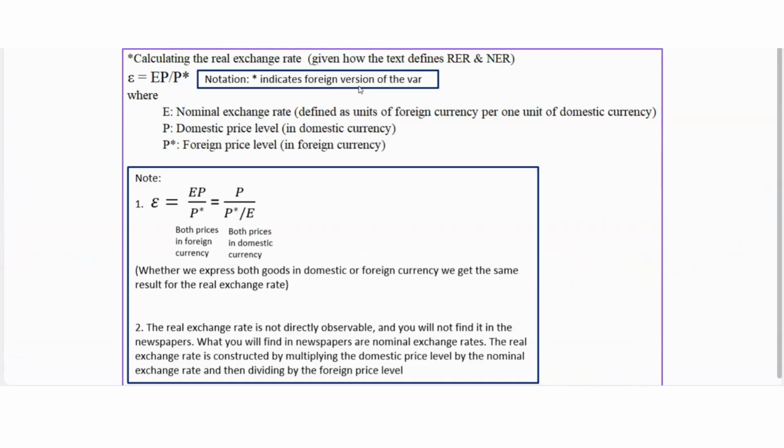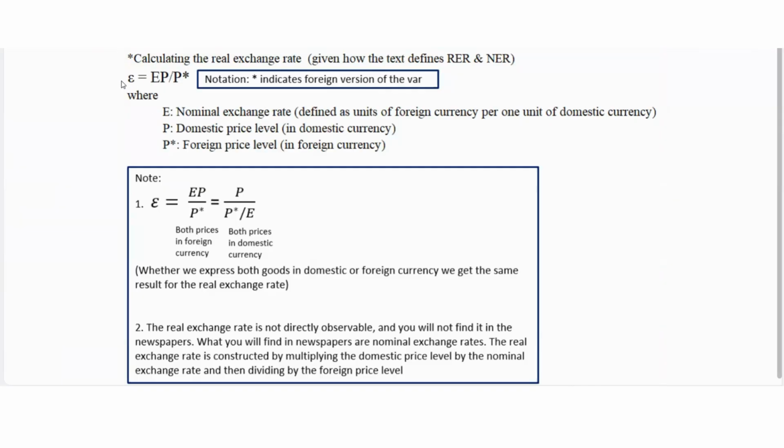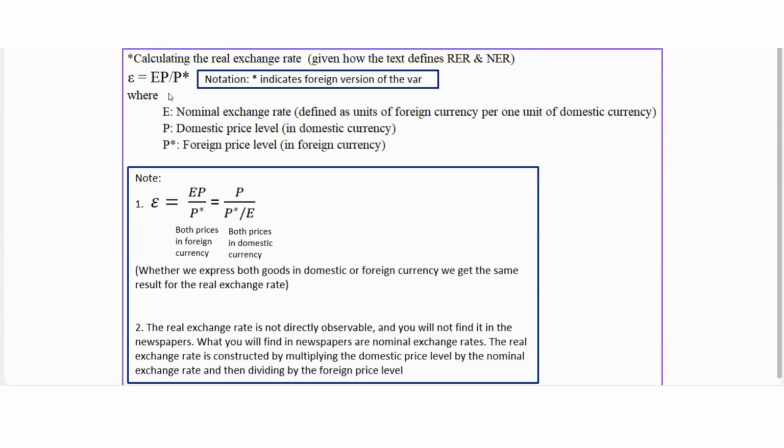And the definition of nominal exchange rate the text is using, we know it's defining it as the price of domestic currency in terms of foreign currency, as units of foreign currency per 1 unit of domestic currency. So this is the formula given our definitions of real and nominal exchange rate. In this formula, P is the domestic price level, P star is the foreign price level, and E is how the text defines the nominal exchange rate: units of foreign currency per 1 unit of domestic currency.